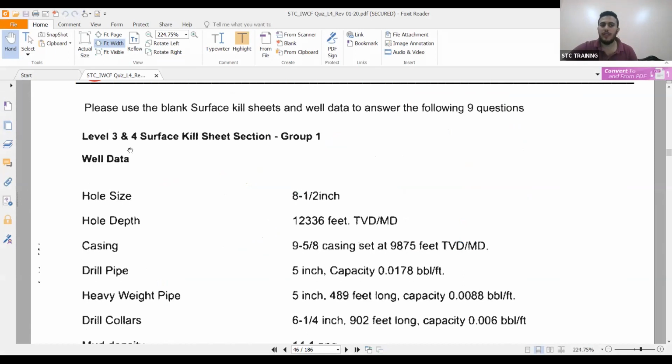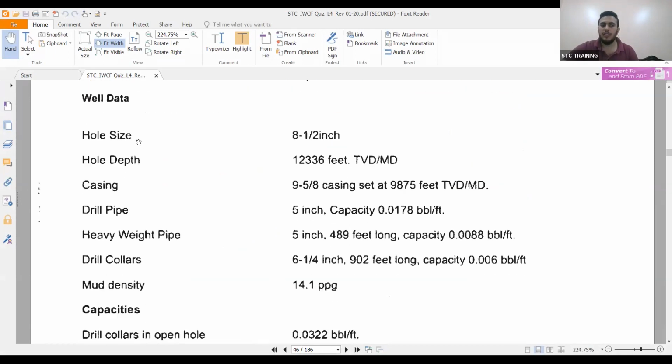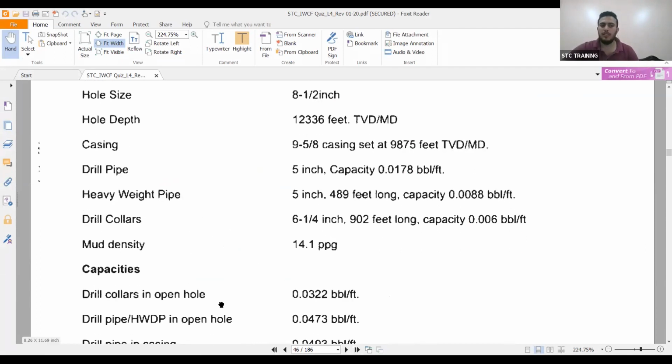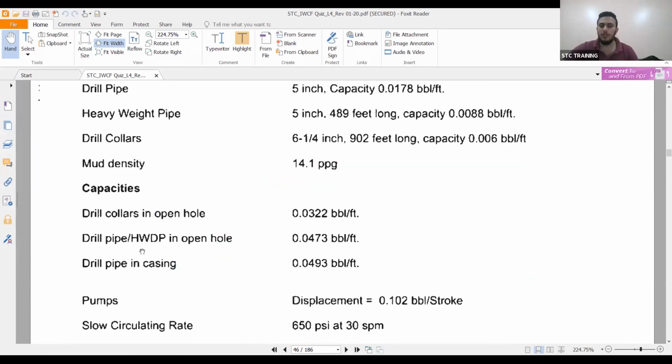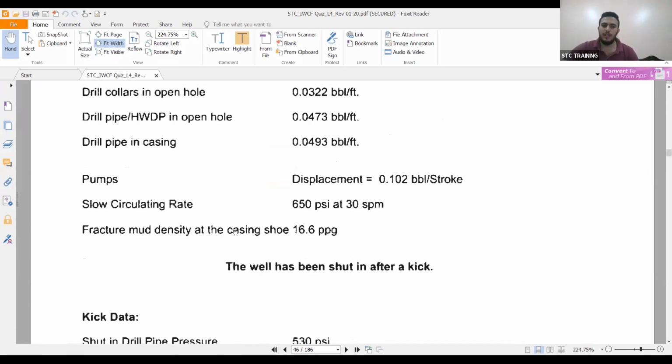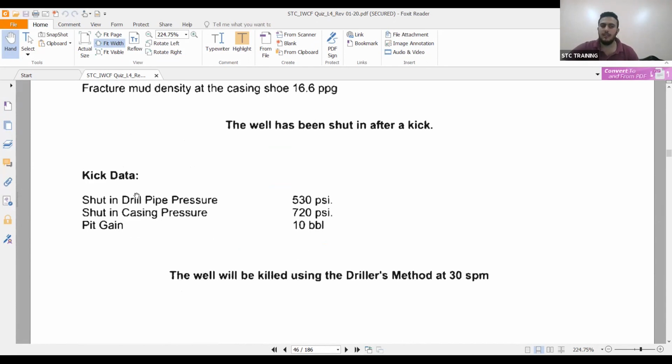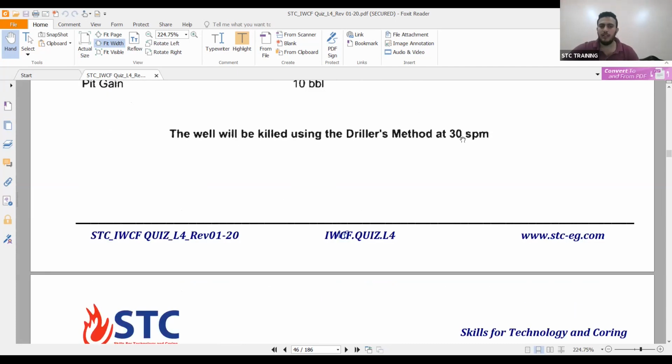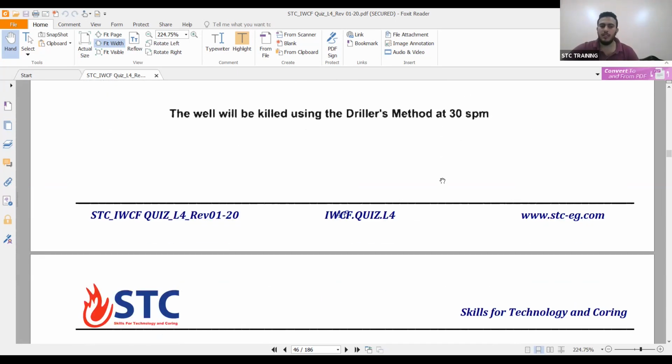Okay, we have a kill sheet with given data: hole size, hole depth, casing setting depth, drill pipe capacity, heavy wall length and capacity, drill collar length and capacity, current mud weight, and the capacity for the annulus between drill pipe and casing, between drill pipe, heavy wall and open hole, and drill collar and the open hole. Then pump displacement, slow circulating rate and fracture density. Then kick data: shut-in drill pipe pressure, shut-in casing pressure and pit gain. And here the killing method at 30 SPM.